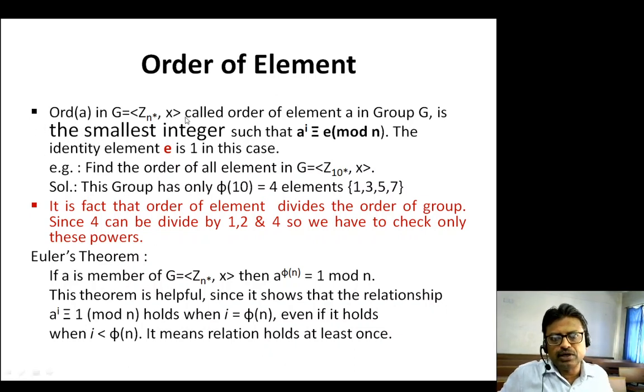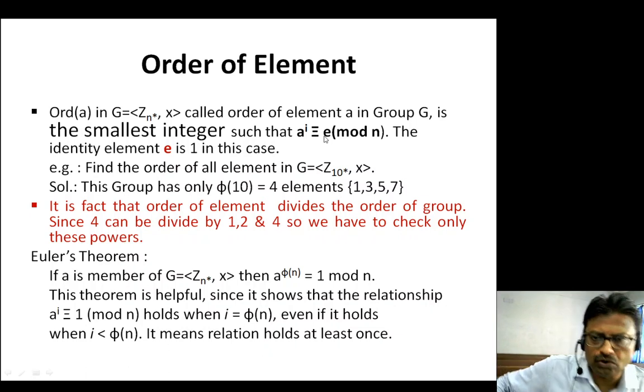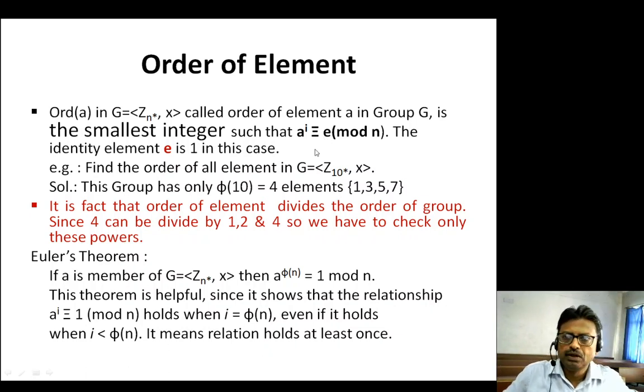Where a is an element of Zn star will be called the order of the element in the group. It is the smallest integer i such that a to the power i is congruent to e mod n, where e is the identity element, and for the multiplication case it is usually 1.